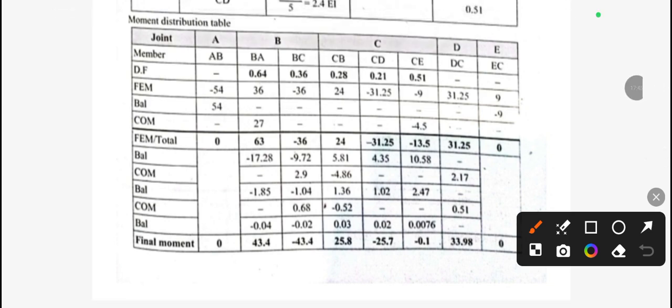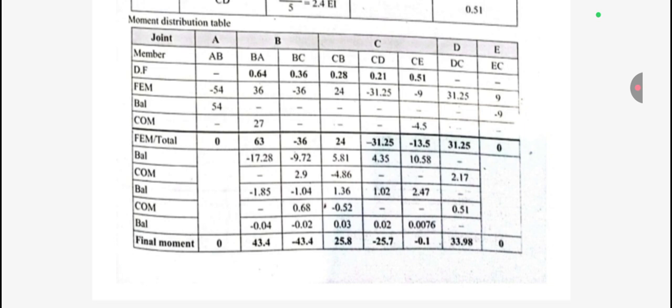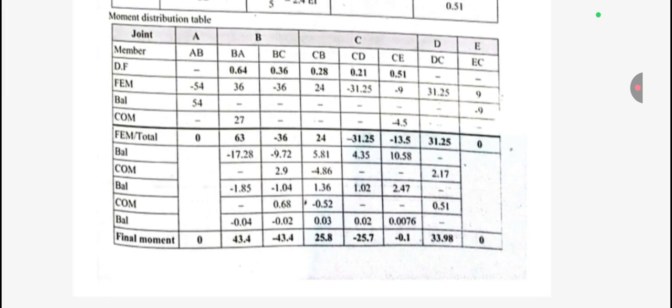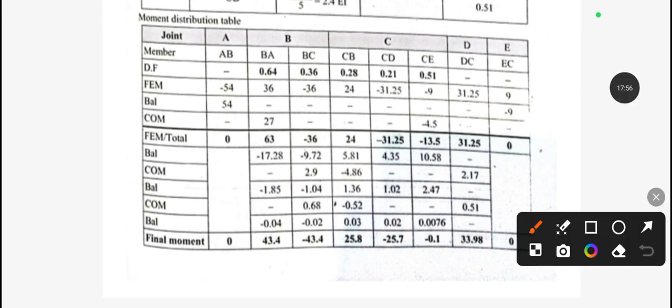Again for C to B, add these three members, change the sign, multiply with their distribution factor and put it over here.